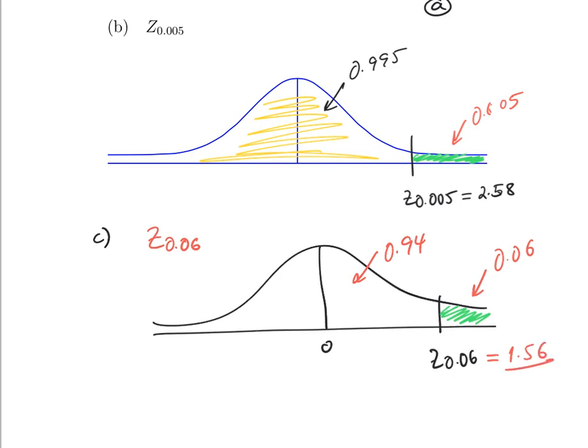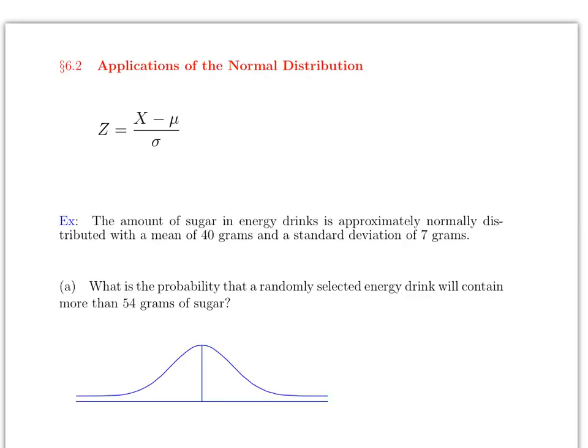56. That's it, right? Any questions on this? All right. 6.2. The extra thing is this formula. So you have to use this formula to change it to standard value. And once you change to standard, you're going to use the table or the calculator. So you have to do two extra things.